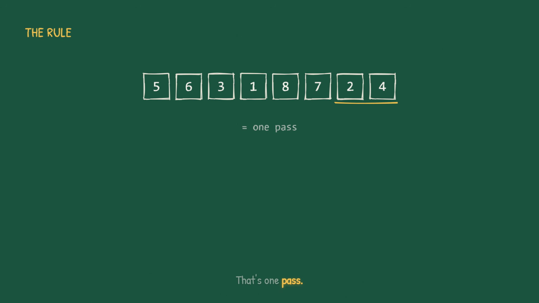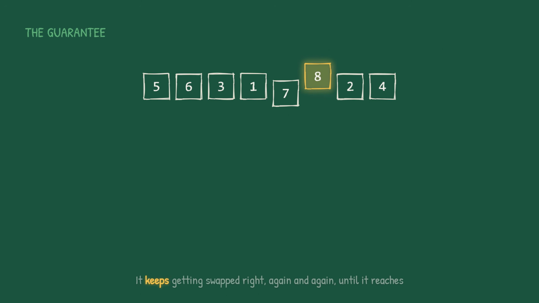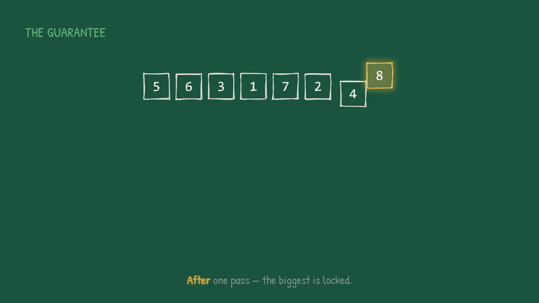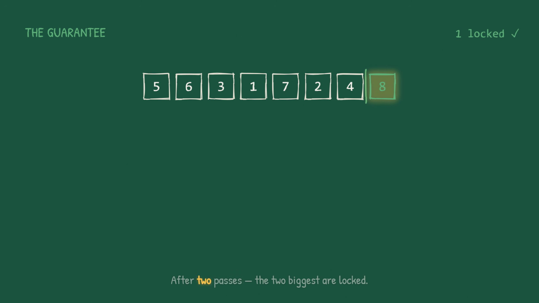That's one pass. Here's what's beautiful about that simple rule. The largest number in the list will always win every comparison. It keeps getting swapped right again and again, until it reaches the end. After one pass, the biggest is locked. Guaranteed. After 2 passes, the 2 biggest are locked. After 3, 3. See the pattern?